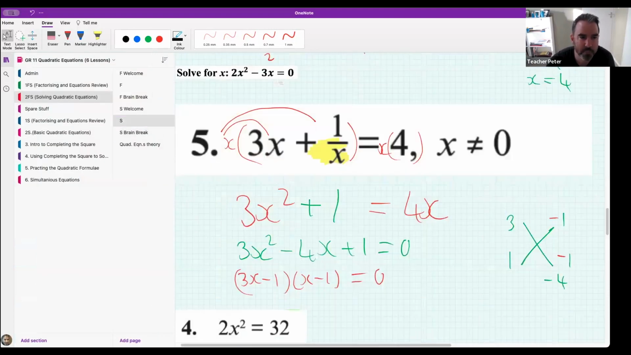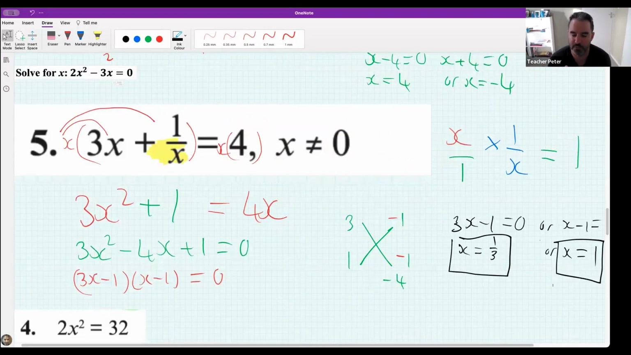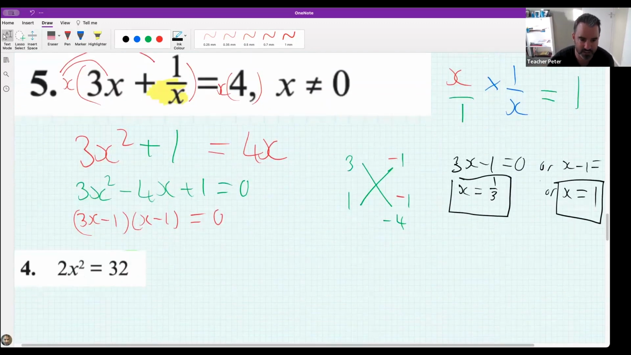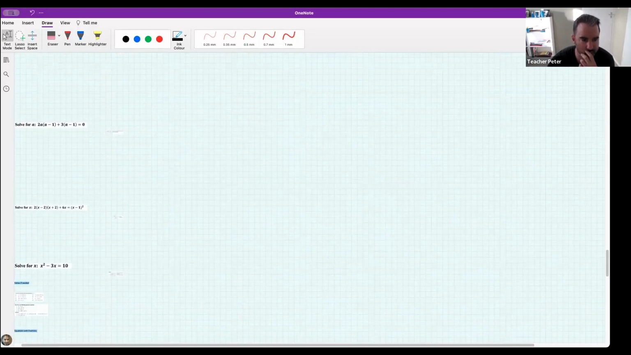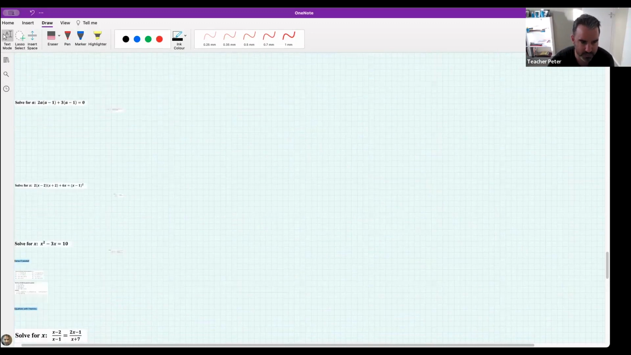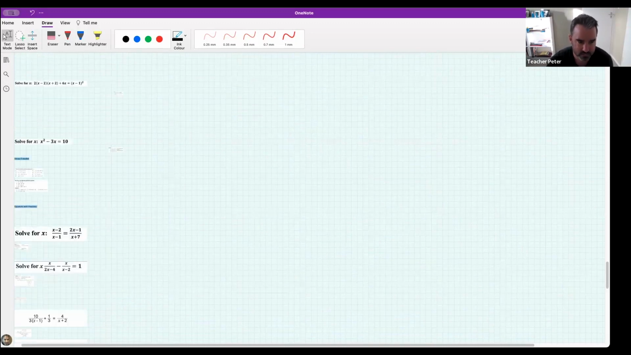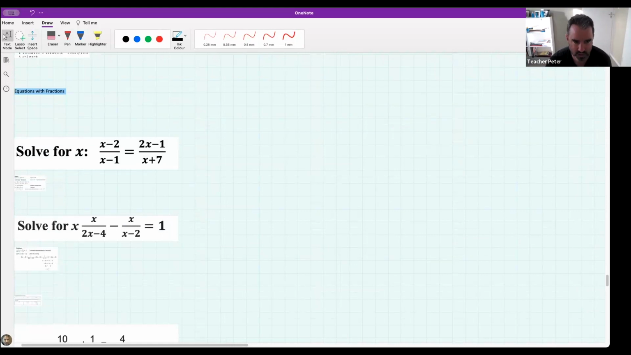Okay, so let's go back to our lesson. In the first half, we did factorizing and solving quadratic equations. The second half of the lesson is going to focus more on solving more interesting quadratic equations. Let's go to something like this.